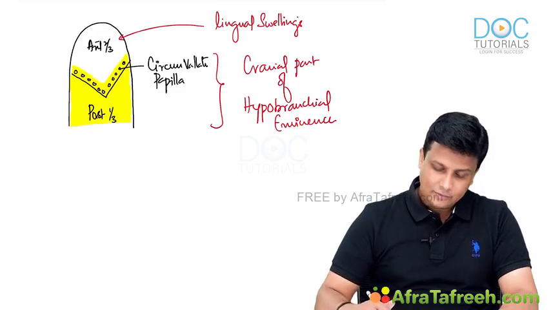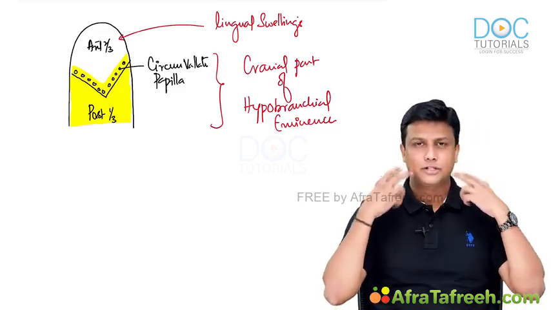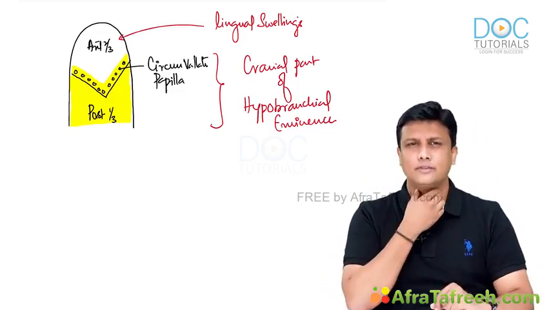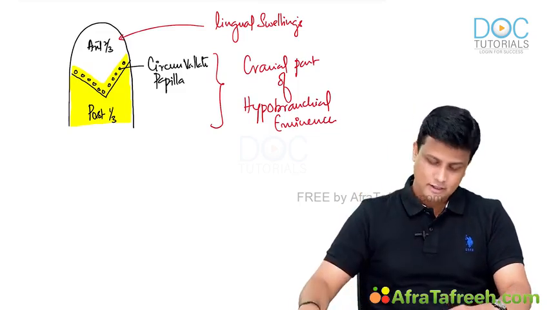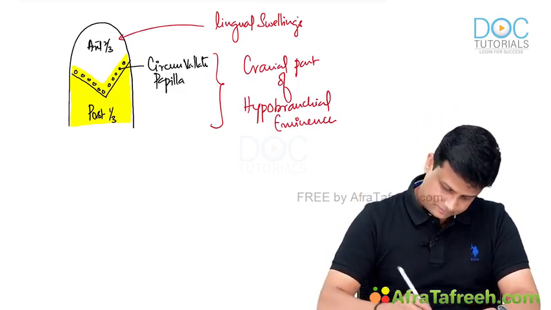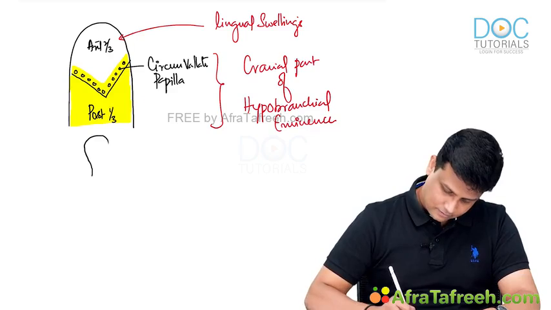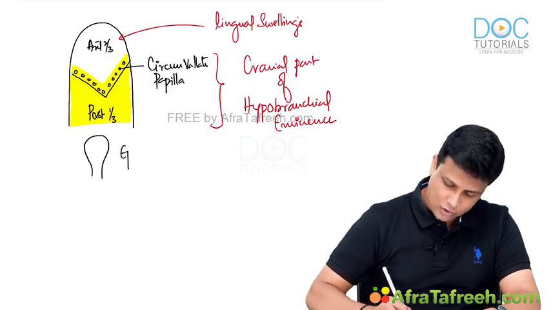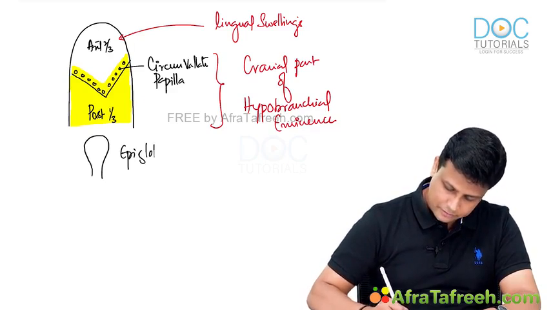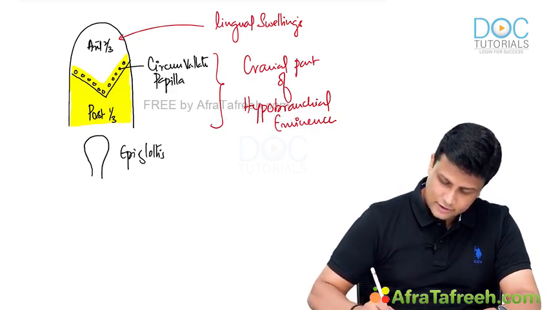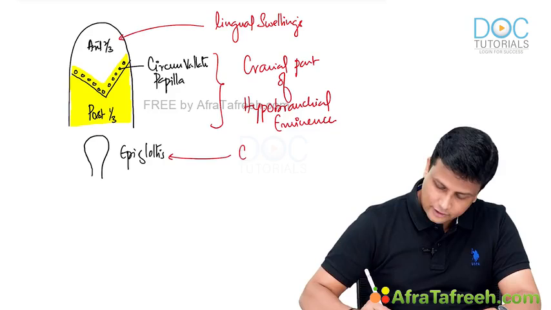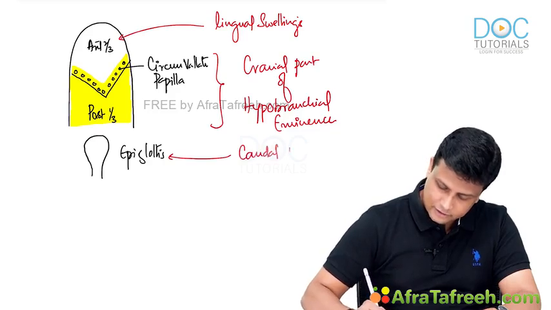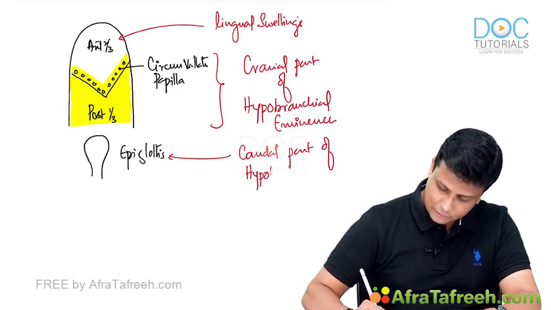And then what do you have behind the tongue? Anterior 2/3, posterior 1/3, and just behind the tongue, what do you have there? You will have your epiglottis. And the epiglottis is the one which is actually derived from the caudal part. Epiglottis is actually derived from the caudal part of hypobranchial eminence.